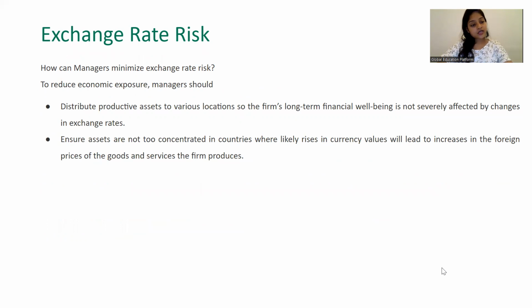Then we have the exchange rate risk. How can managers minimize exchange rate risk? To reduce economic exposure, managers should distribute productive assets to various locations so that the firm's long-term financial well-being is not severely affected by changes in exchange rates. And you ensure assets are not too concentrated in countries where a likely rise in currency values will lead to an increase in foreign prices of goods and services the firm produces. So this is about analyzing the country's situations.